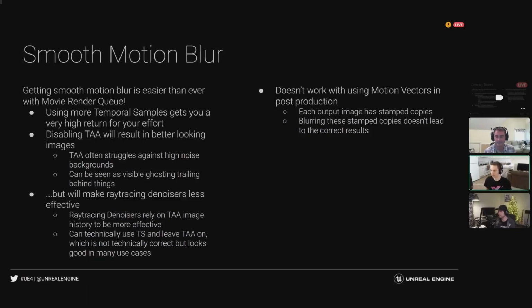Using smooth motion blur doesn't work with motion vectors in post-production. Again, because your final output for a frame is 8 images that have been rendered, and we've just stamped 8 copies of the image onto that final frame. You've got 8 copies of your motion vectors. It's going to end up giving you really odd results, and it's not going to end up with what you want.